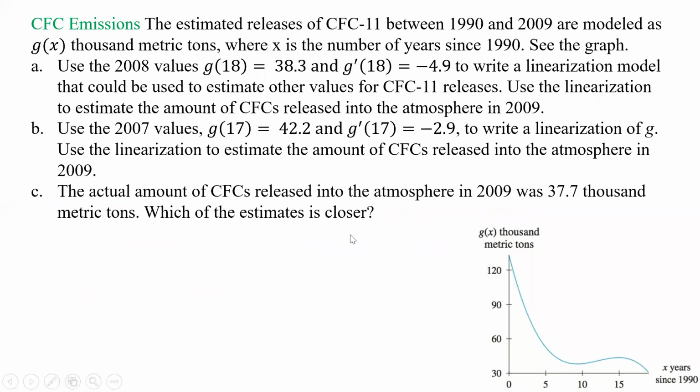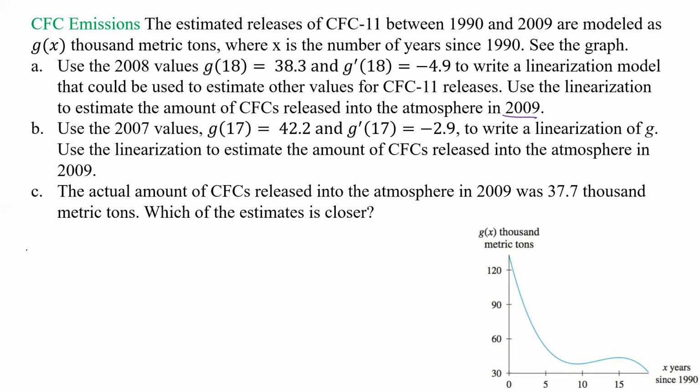let's do another one. All right, so the estimated releases of CFC-11 between 1990 and 2009 are modeled as G(x) in 1,000 metric tons, where x is the number of years since 1990. See our graph. So this is kind of our model we're going to use. Now it says use 2008 values. So we have that to write a linearization model that can be used to estimate other values for CFC-11 releases, and then use that model to estimate in 2009.